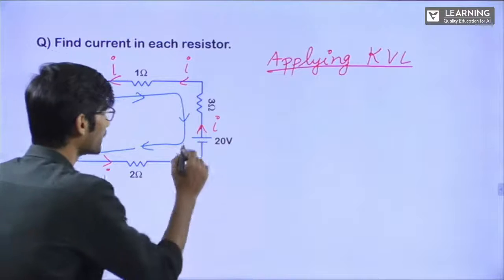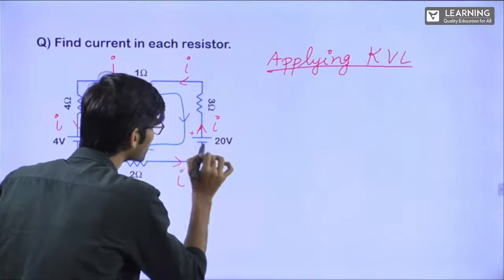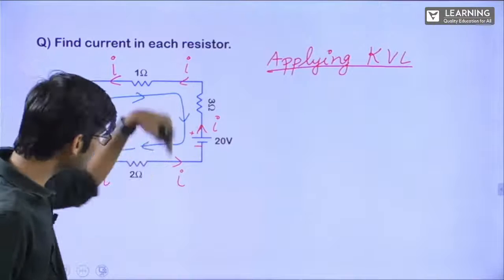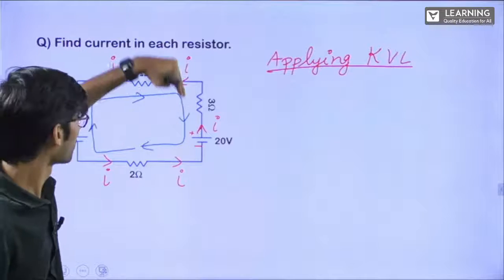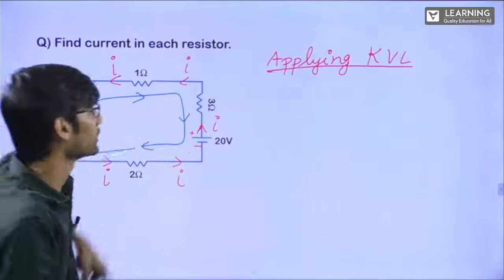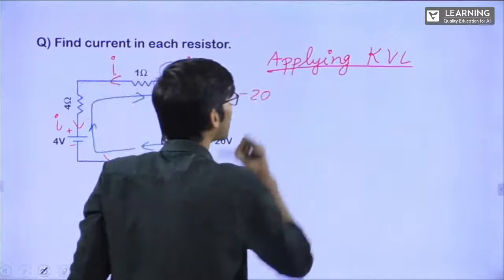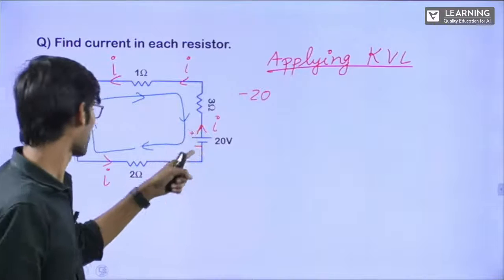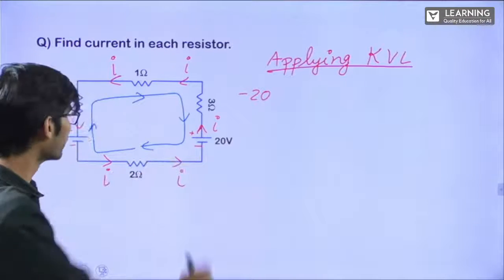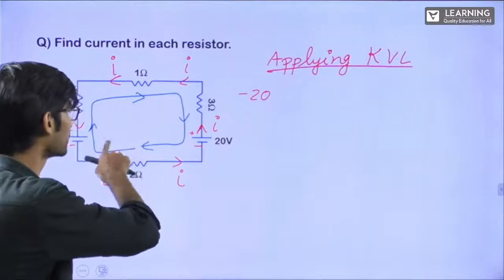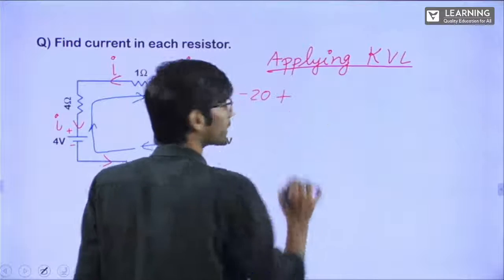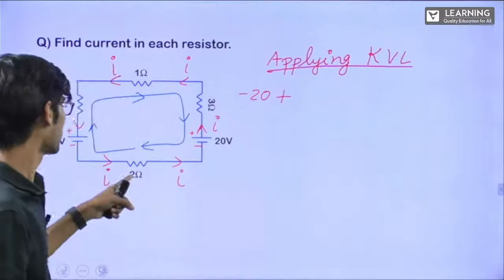Okay. Now here, this is positive, this is negative. Here, this is positive, this is negative. We are moving in this direction, so we are moving towards negative if you see in this battery, right? So this will be minus 20. Okay. Then this one. Current is in this direction. We are moving in the opposite direction. So since our direction is opposite to that of current, potential drop across the resistor will be positive, 2I.